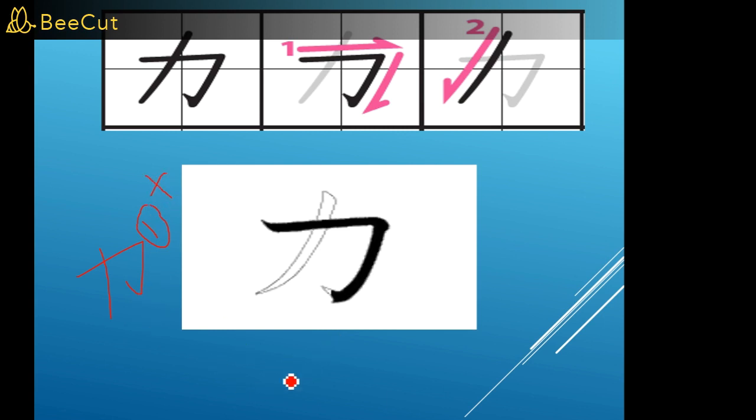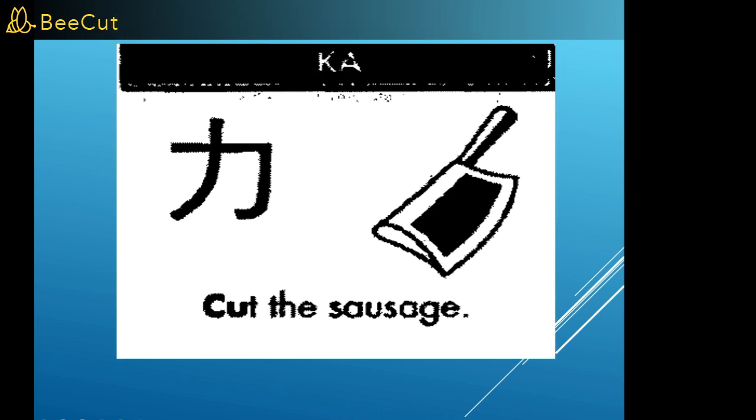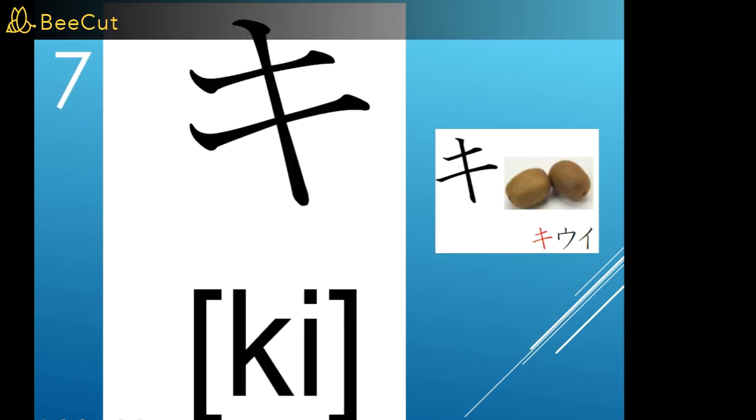So you can remember this hiragana is very smooth, in fact. Here this is ka. In hiragana this is ka. If this particular tenten, or this point, is not there, then it becomes katakana ka. Simple. So ka, cut the sausage, you can remember. You can also remember this hiragana ka.